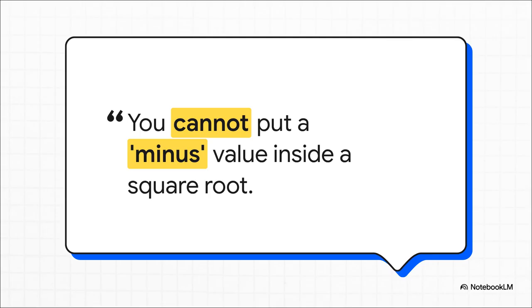And why is that? Well, just think about it for a second. Can you think of any real number that when you multiply it by itself gives you a negative result? A positive times a positive is positive. A negative times a negative is also positive. See? It just doesn't work. And this one fundamental rule, it dictates everything else about how these functions behave.